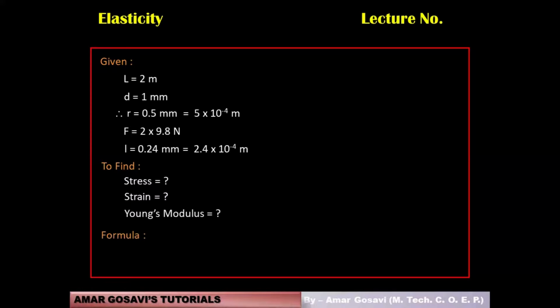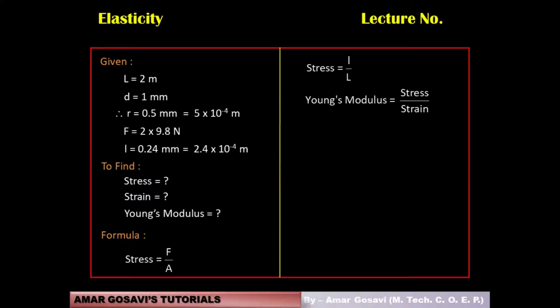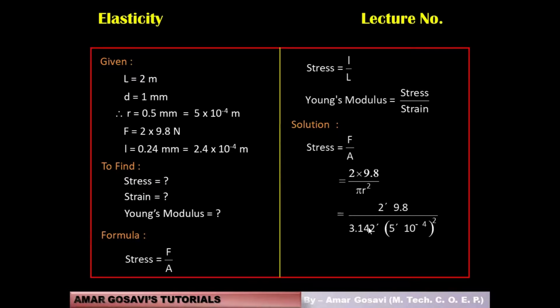So let's see what are the things to be found out: stress, strain, and Young's modulus. Stress, the formula is force per unit area. Strain is small l by capital L. Young's modulus is stress upon strain. First thing is to find out stress. The stress is force, that is 2 into 9.8 upon pi r square area. So here you can see 3.142 multiplied by 5 into 10 raised to minus 4, whole square. You just simplify it further and you will get the value of stress.